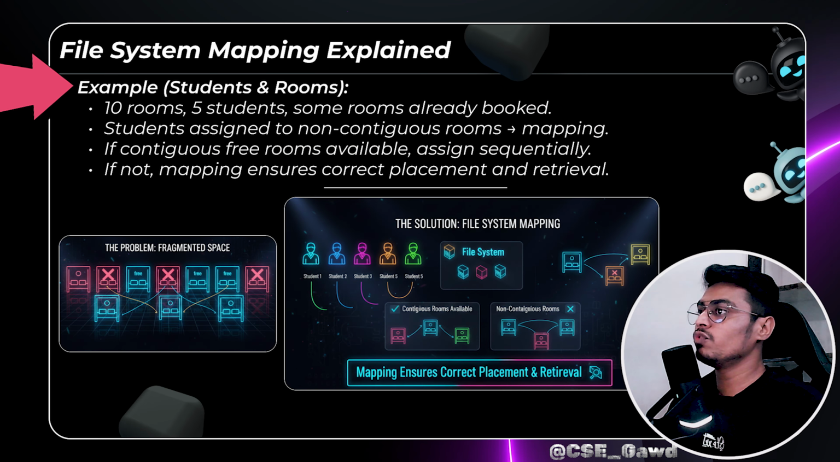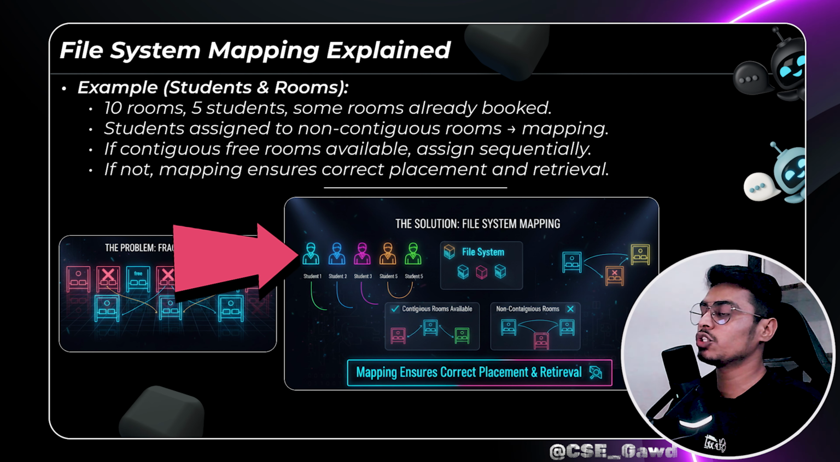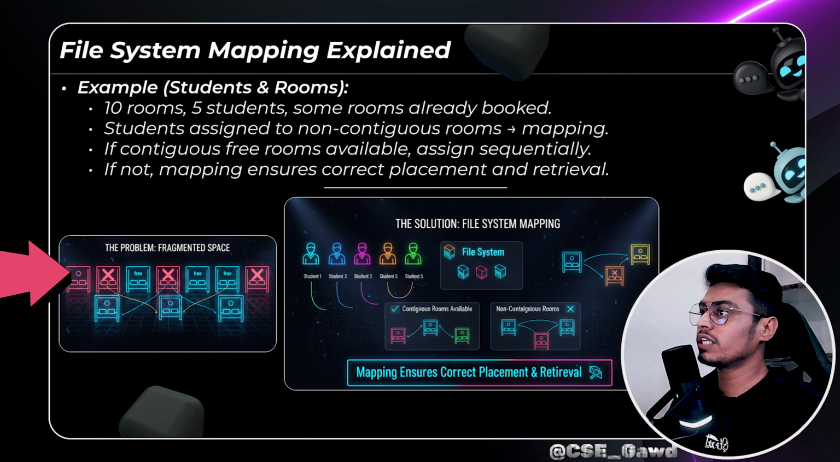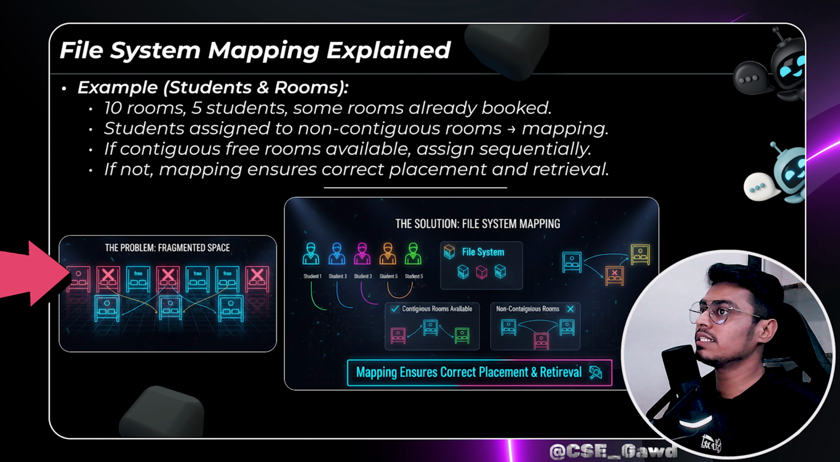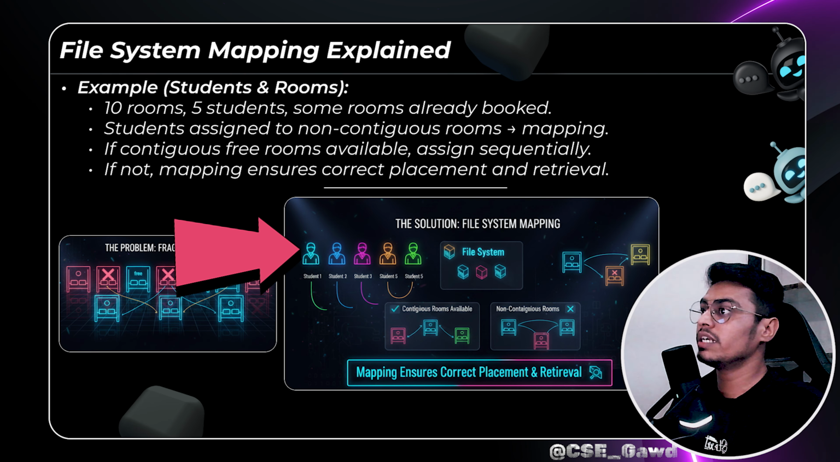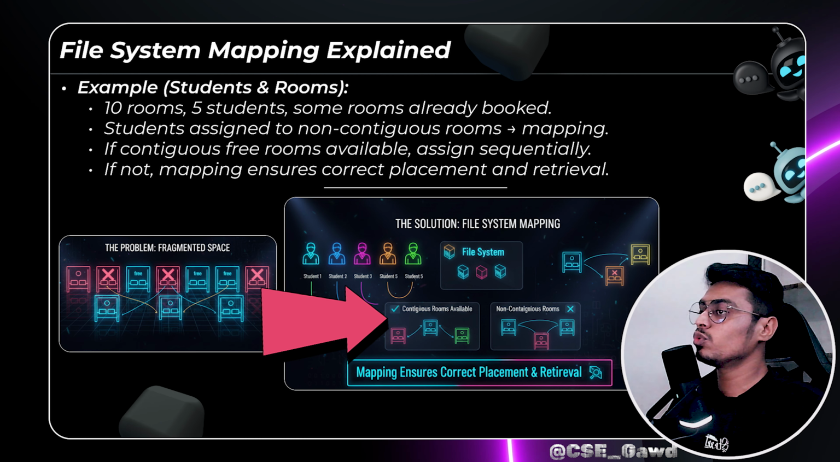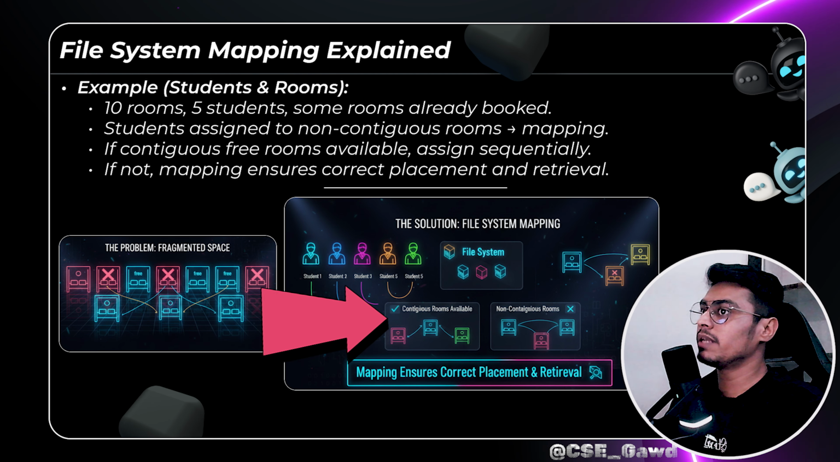So let me explain with a simple example. Let's say I have 10 rooms and 5 students, and out of those 10 rooms, some rooms are already booked. Let's say this room is already booked, this room is already booked. In the section there are many students. By dividing them logically, we mapped them: you go to this room and you go to that room. If I have 5 rooms available continuously, I will send them continuously, but this is not always possible because there is already a lot of data lying in the disk.